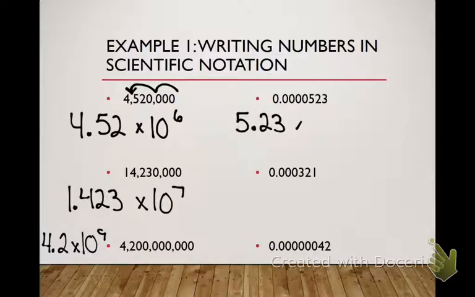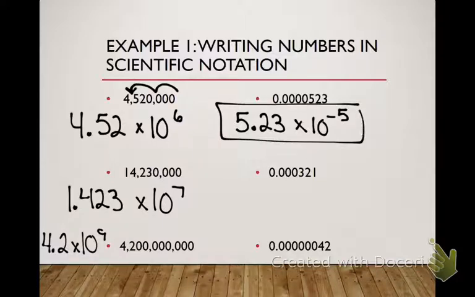5.23 times 10, and we have to count. 1, 2, 3, 4, 5 decimal places to get to my new one, so it's to the negative 5th power. From where the decimal place started to where it ended up in scientific notation, I went 5 decimal places. It's a very small number, so it needs to be negative. Go ahead and do the other two.